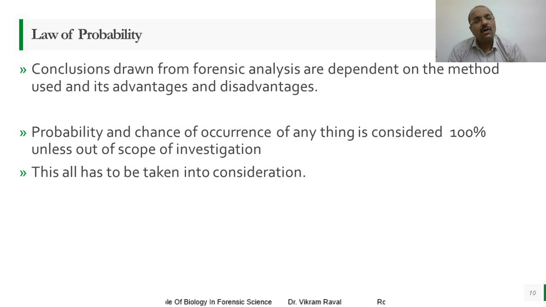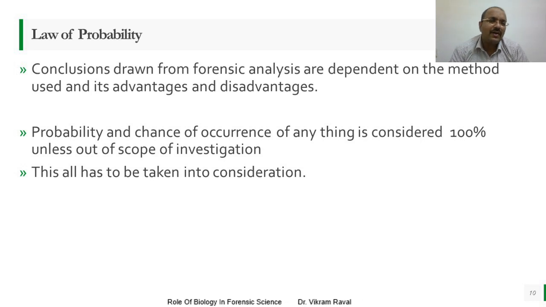Next is the law of probability. Probability, I think the majority of you might know, is the occurrence or chance of occurrence. So conclusions that are drawn from any forensic analysis are dependent on the method used, its advantages as well as its disadvantages. Probability and chance of occurrence of anything is to be considered 100% unless it is totally out of the scope of investigation.